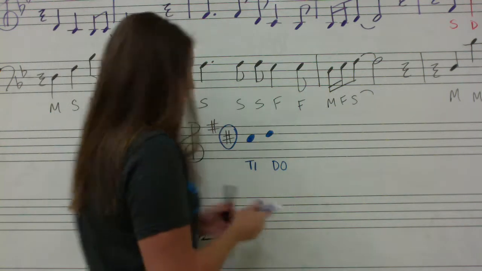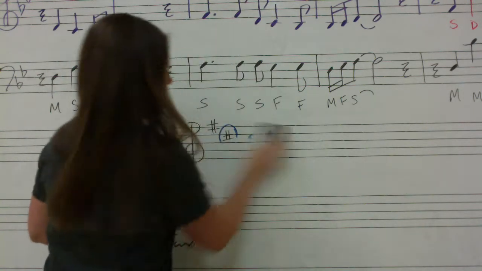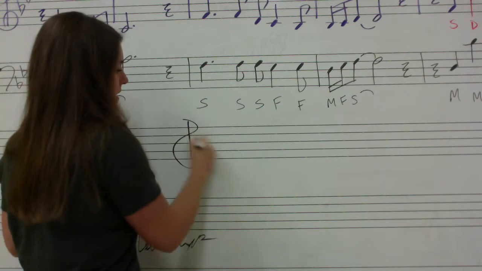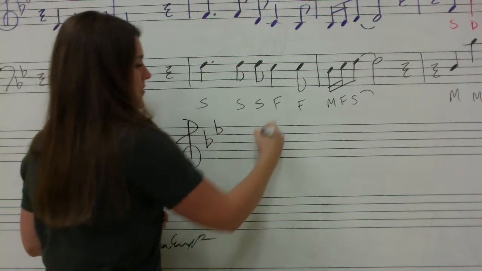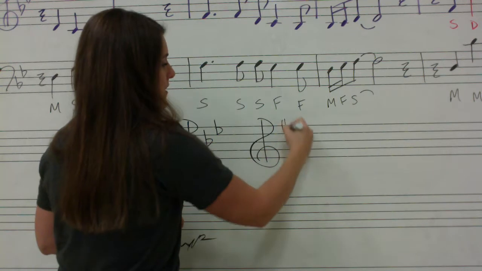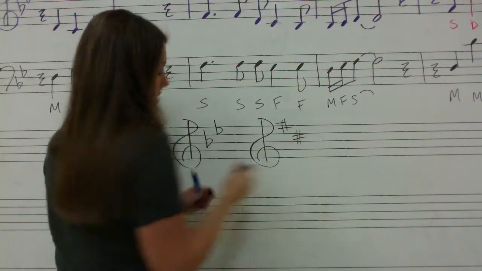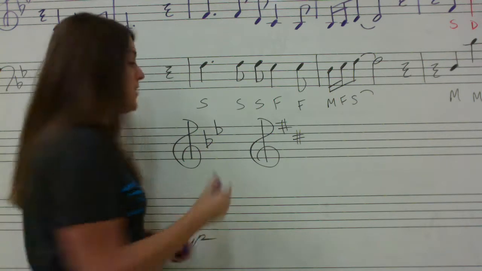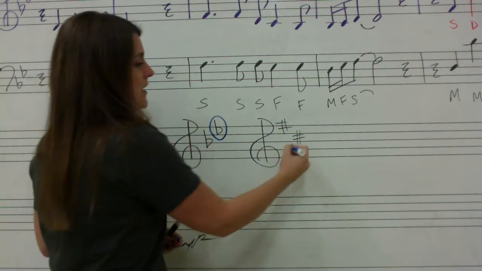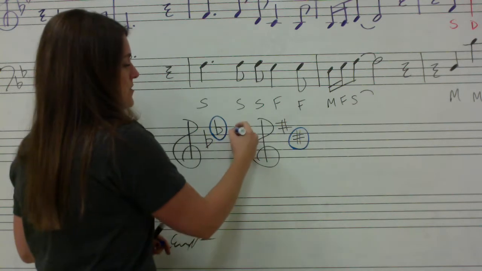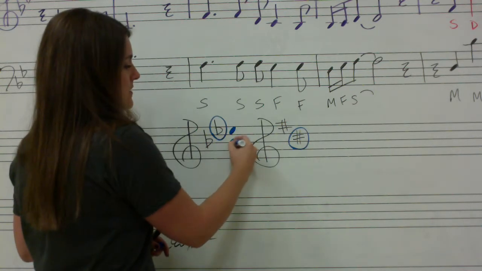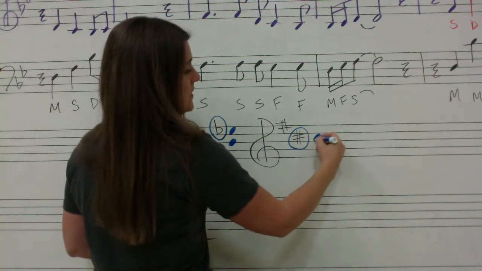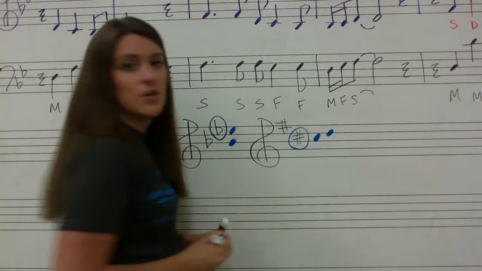Again, let's do this. Remember that the furthest flat to the right is fa. The furthest sharp to the right is ti. So, looking at these, no matter what, we're looking at the one that is the furthest to the right. So this is the furthest flat, and this is the furthest sharp. This one's going to be fa, which means that this is do, okay? And this one's going to be ti, which means this one is going to be do.